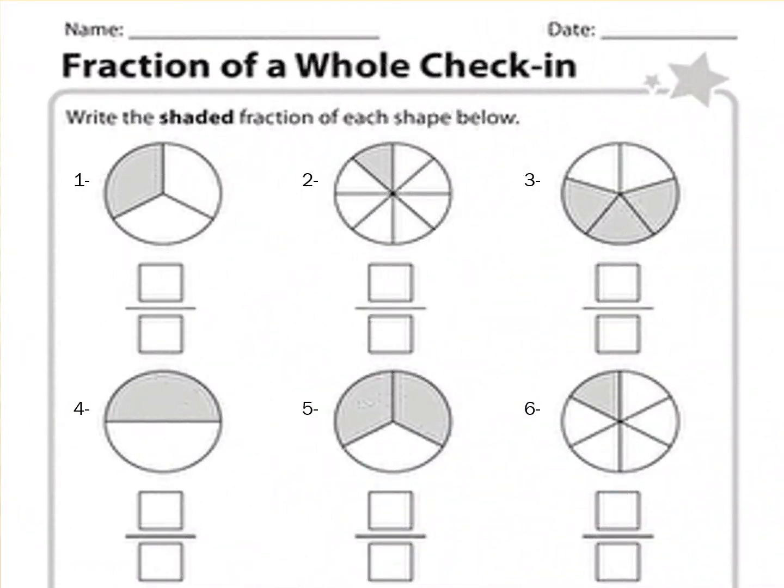Now write the shaded fraction of each shape below. I need the fraction of the shaded parts. So, look at the first question. Count the number of the shaded parts, or the dark parts. Excellent. It's 1. And down write all the parts.